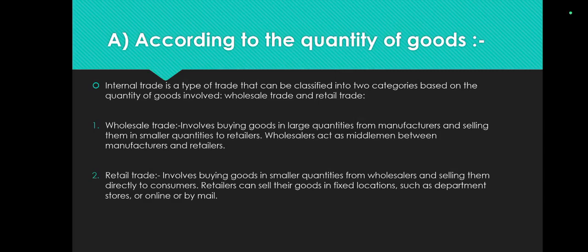Now, what is retail trade? Retail trade involves buying and selling of goods in smaller quantities from wholesalers and selling them directly to consumers. Retailers can sell their goods in fixed locations such as department stores or online or by mail. Retail trade is the business of selling products to the end customer or final customer. It's the link between manufacturers or wholesalers and the customer. Retail trade can also include services like delivery and installation of products like furniture or appliances.